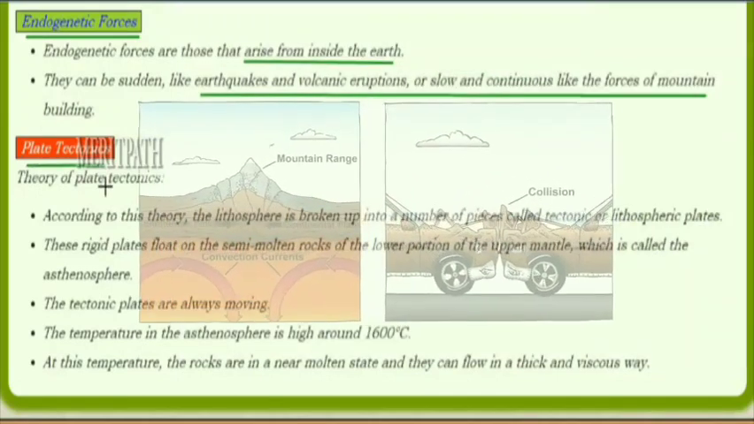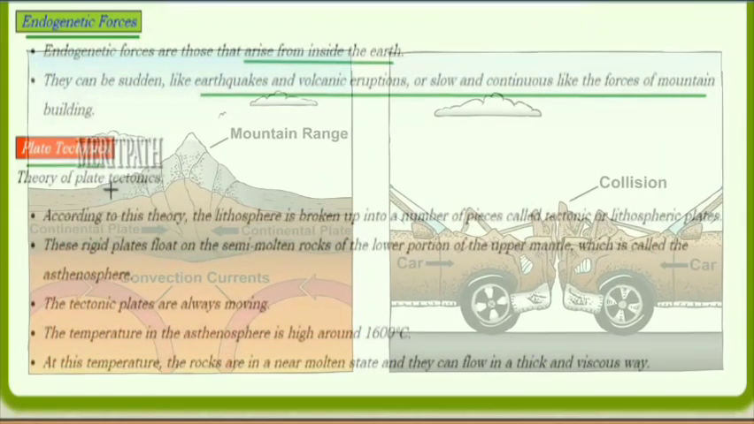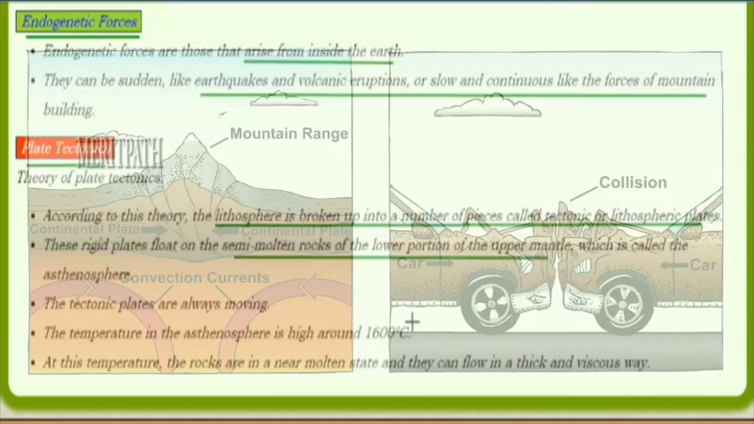Next is plate tectonics. There is a theory of plate tectonics. Let's understand what plate tectonics is. The lithosphere, the land, is broken into a small number of pieces known as tectonic or lithospheric plates. These plates float on the semi-molten rocks, that is, on the lava rocks. They float on the lower portion of the upper mantle, the inner surface of the earth, which is also known as the asthenosphere. So these plates are floating and always moving.